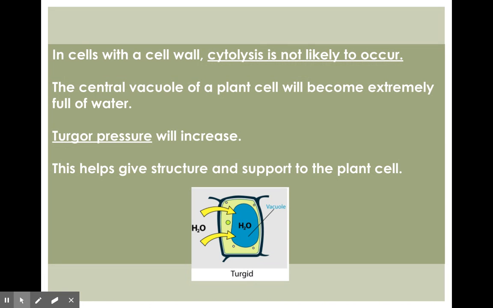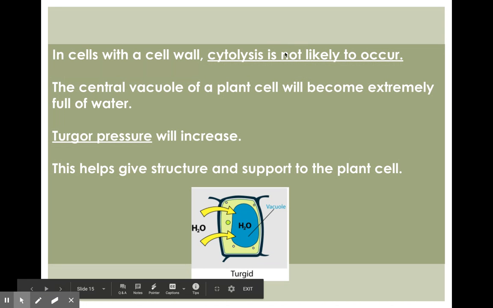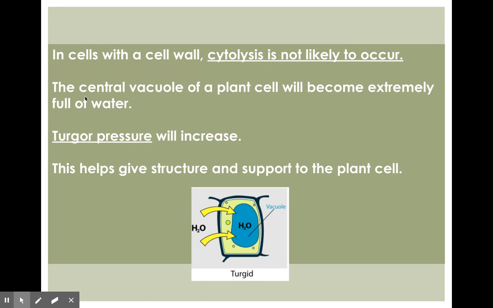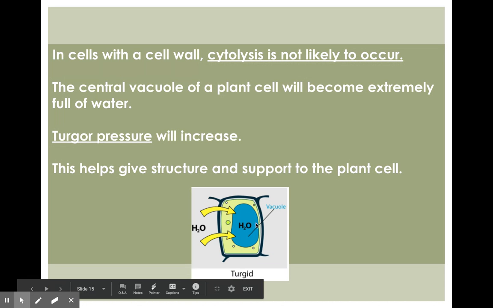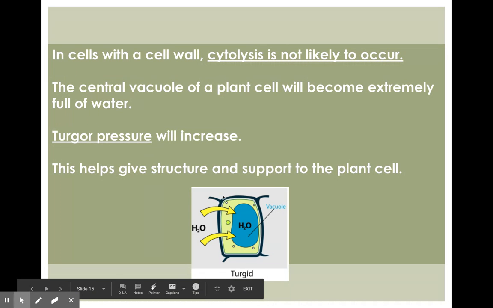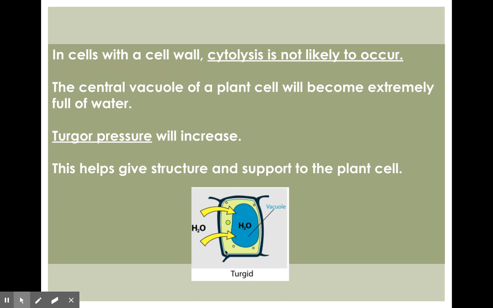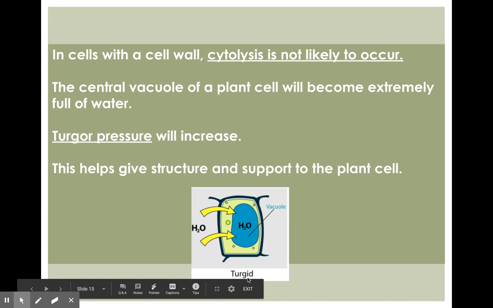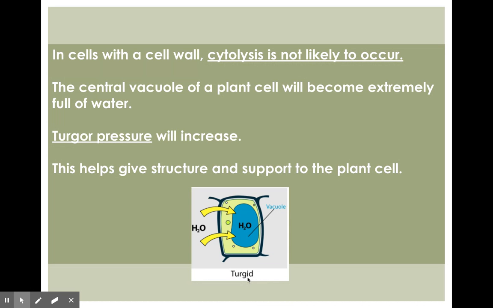In cells with a cell wall, so this is what I was talking about, cytolysis is not likely to occur, okay, because of the cell wall. The central vacuole, remember, plant cells have central vacuoles, animal cells have small vacuoles, but what will happen is this vacuole will become extremely full of water, and this thing called turgor pressure will increase, okay? Now, all this means is that the pressure around this cell wall is going to increase. So this cell here is what we call turgid, okay? It just means that it's very puffed up with water, and it will help give structure and support to a plant cell.